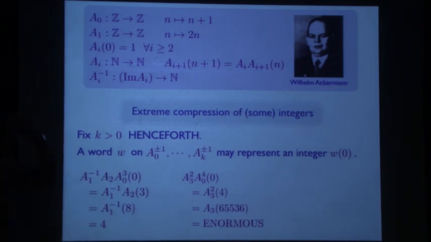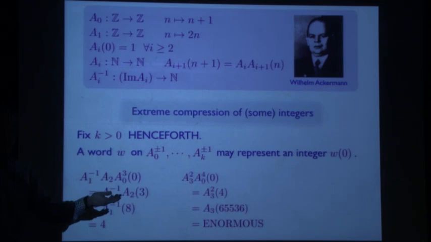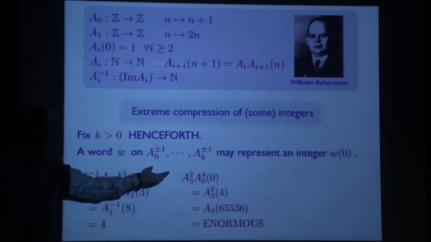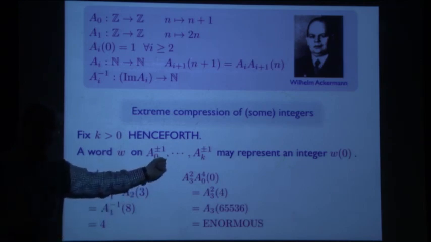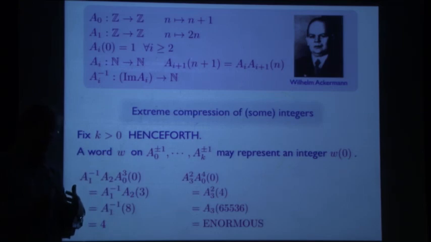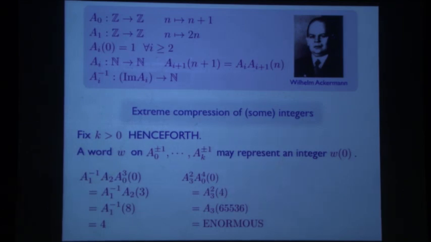But of course, the integers that are highly compressed here are very rare, because if you're working with an alphabet on 2k plus 2 symbols, if you've got a word of length n, you can only have exponentially many different words of length n, and so they can only represent that many integers at most. But these functions are growing far faster than the exponential functions, so the highly compressed integers are very rare. But some of them are very big.